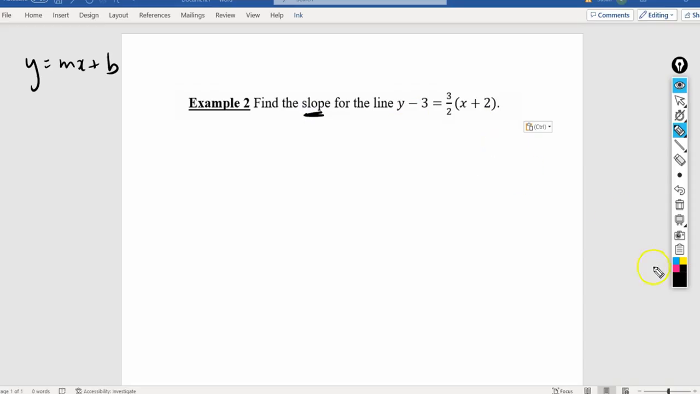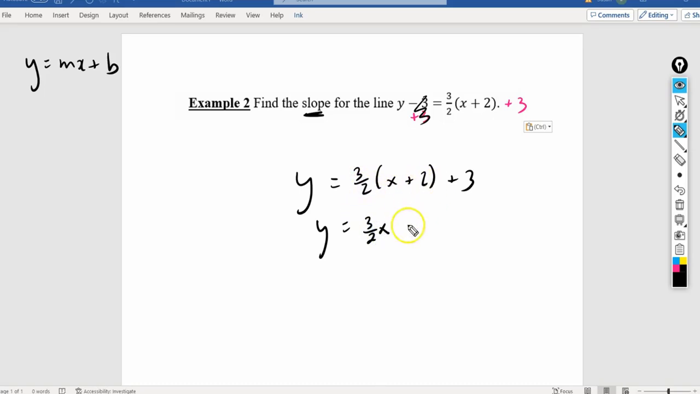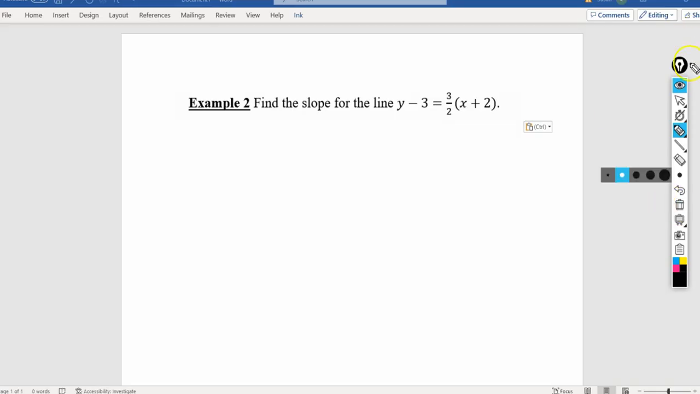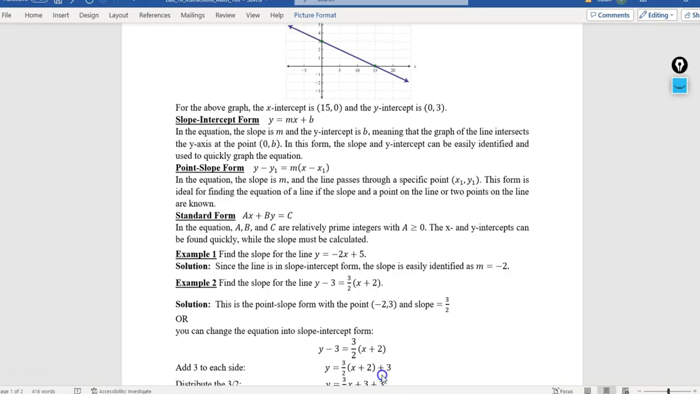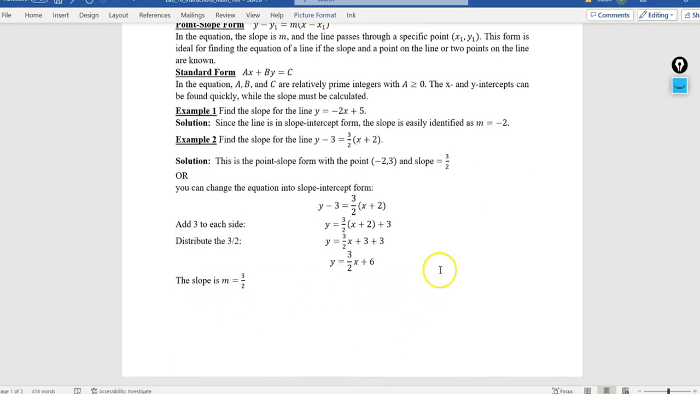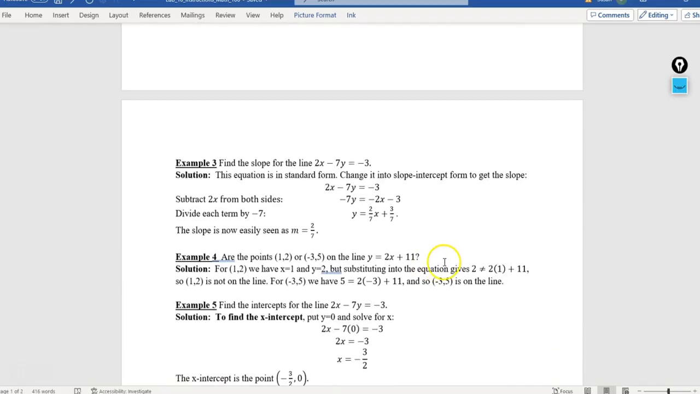So let's add 3 to both sides of this equation. So that will go away. And then distribute this through. So 3/2 times x is 3/2 x. 3/2 times 2, well, the 2's cancel and I get 3. Now, the slope, now that I have it in slope-intercept form, is the number that's multiplied by x. And so the slope will be 3/2. Let's have a look at it. We can see that the slope is 3/2. Okay. Now be extremely careful.